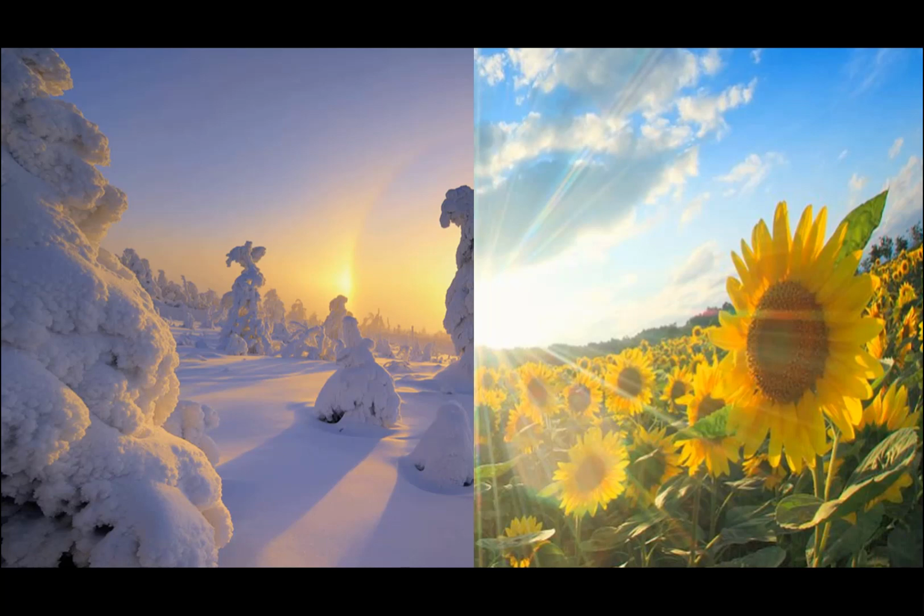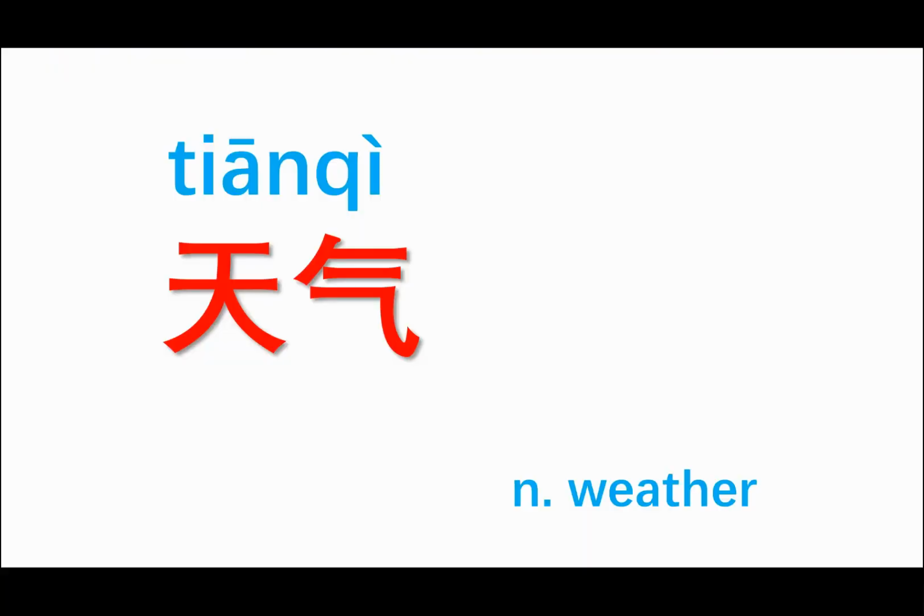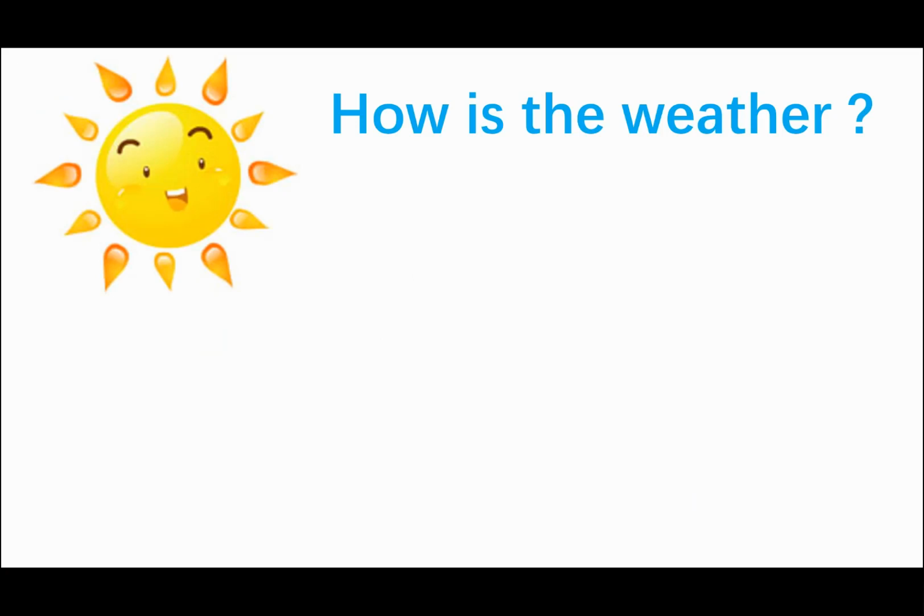Hello, today we're talking about 天气. From the two pictures, one is winter, one is summer, can you guess what 天气 means? Yes, 天气 means weather. In English, we always talk about weather to begin our conversation, right?